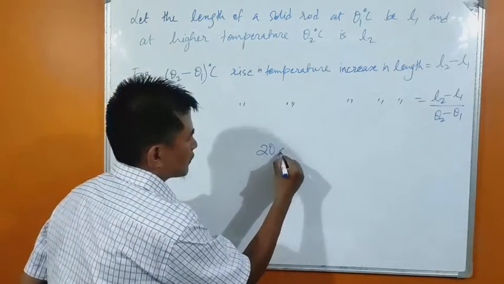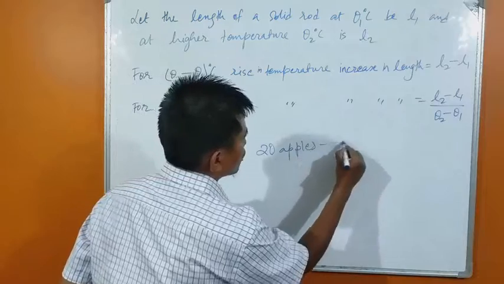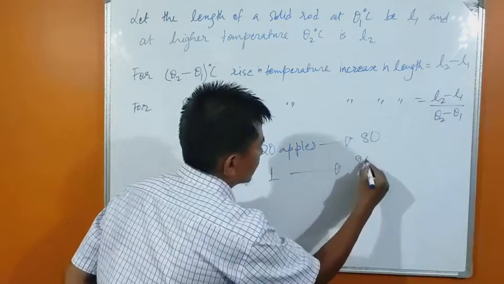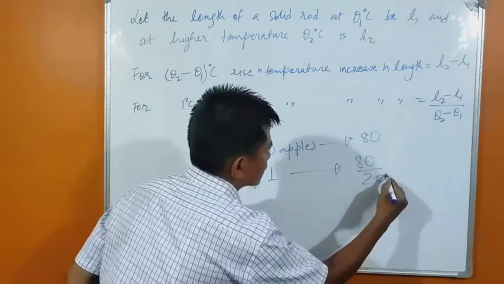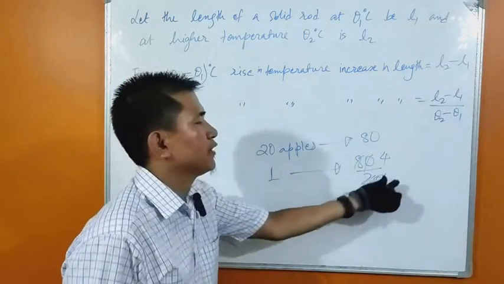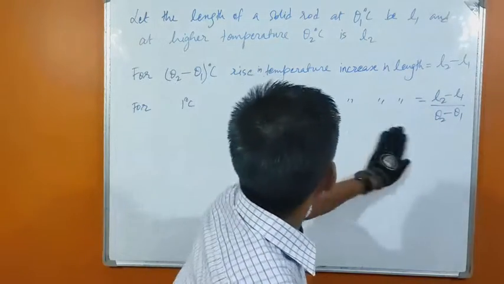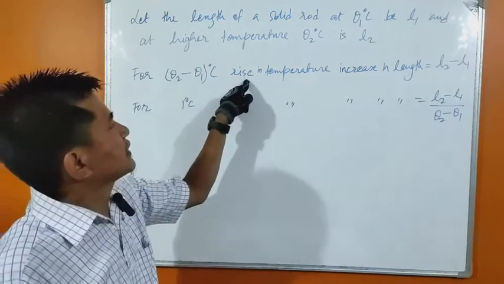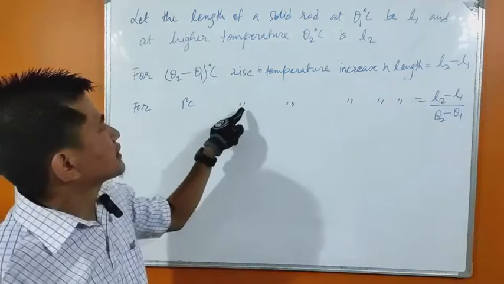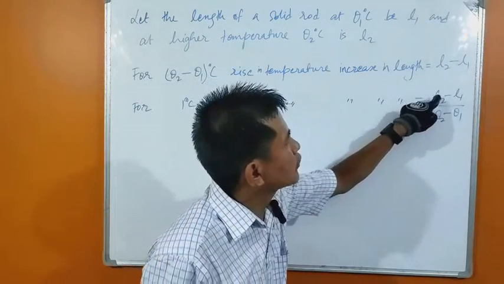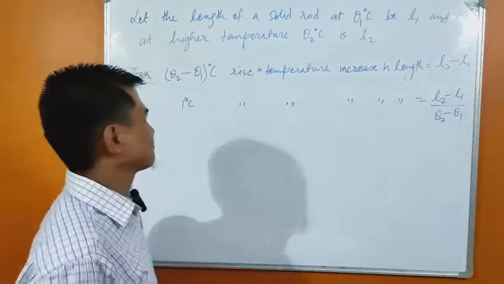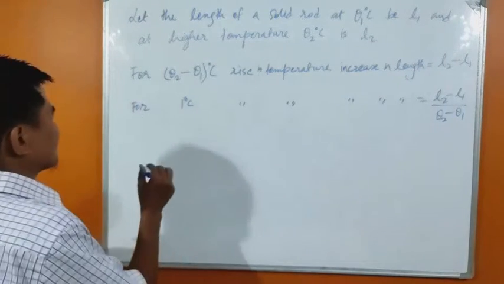If 20 apples cost rupees 80, 1 apple cost rupees how much? 80 divided by 20 comes down. This is unitary method. 4. If the cost of 20 apples is 80, the cost of 1 apple is 4. Got my point? Similarly, for theta 2 minus theta 1 degree Celsius rise in temperature, increase in length is L2 minus L1. So for 1 degree Celsius rise in temperature, increase in length is L2 minus L1 upon theta 2 minus theta 1. This is unitary method, isn't it? We have learned this in junior classes.